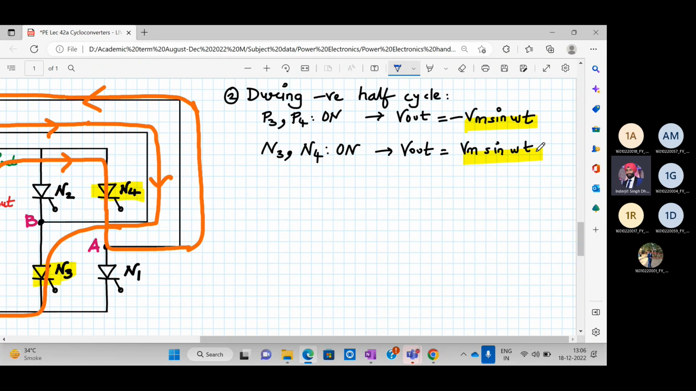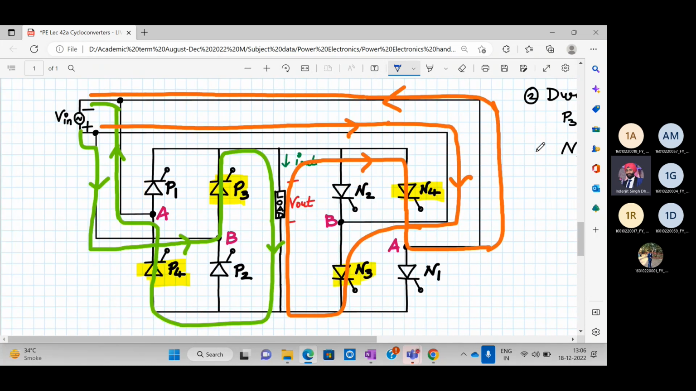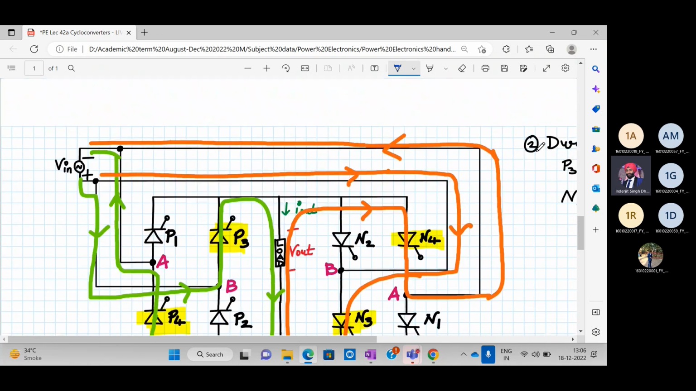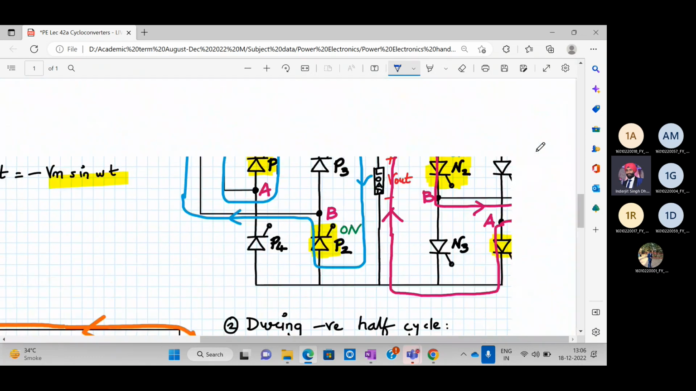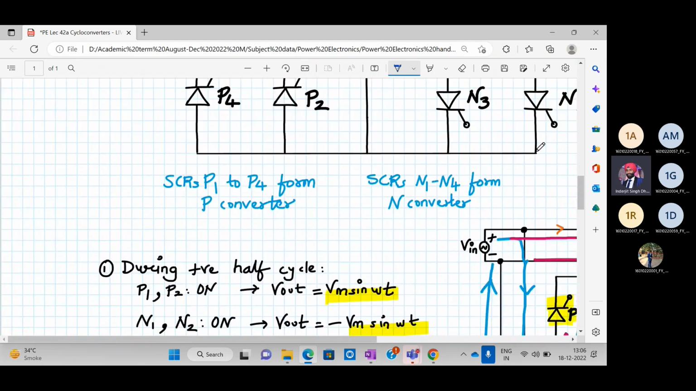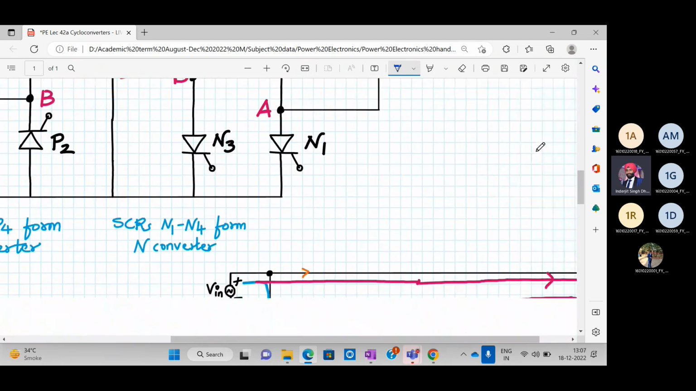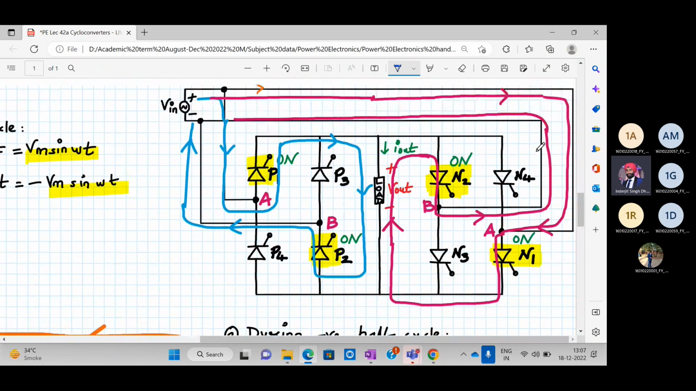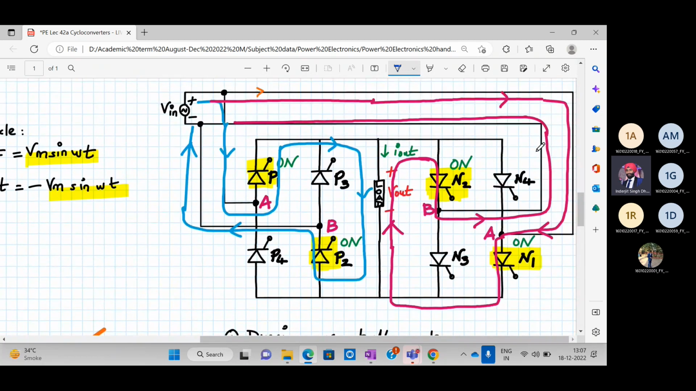So did you understand this working? During the positive half cycle, which SCRs will be on and which will be off? Is any clarity required further in this? Yes, no? You have understood or yes, no? Yes, sir. Okay, great.